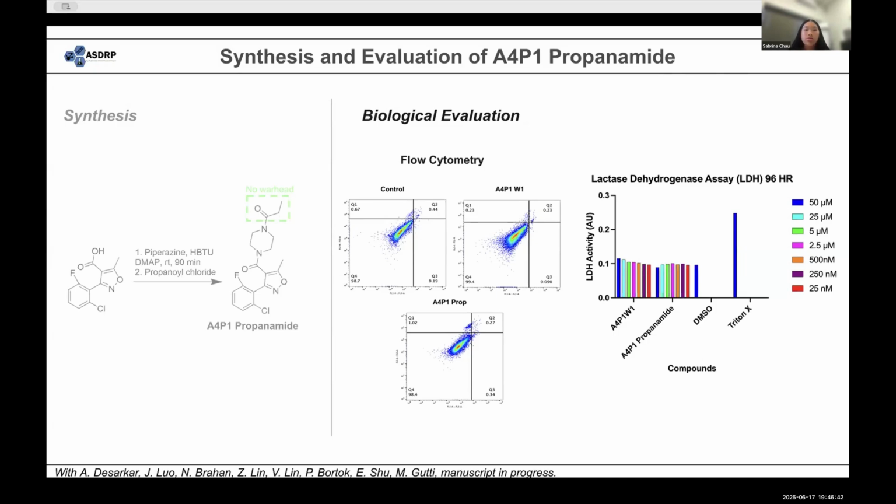We also ran an LDH assay to detect the amount of LDH in the cell culture media, and to directly correlate whether there is cellular damage induced by our compounds. But as you can see, the positive control has lots of LDH activity, but both A4P1 compounds as well as the DMSO control were around the same level of LDH activity, telling us that our compounds may be inducing anti-proliferative activity, but maybe not apoptosis or cellular damage.